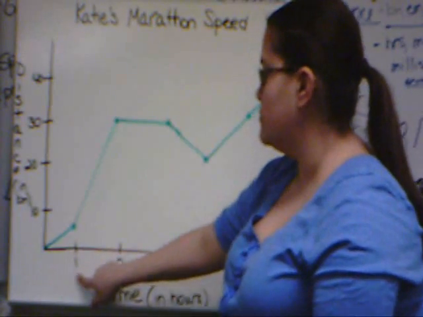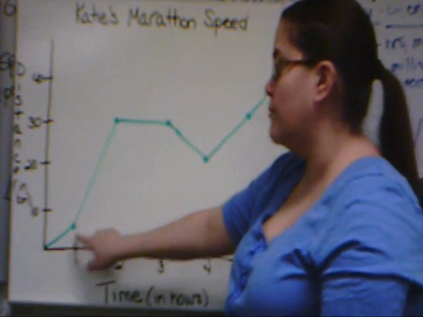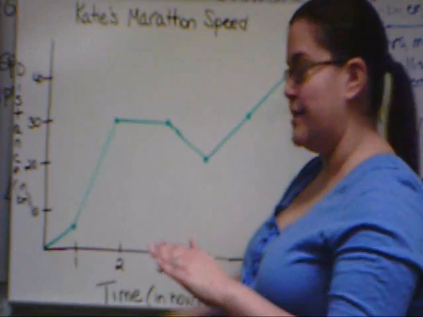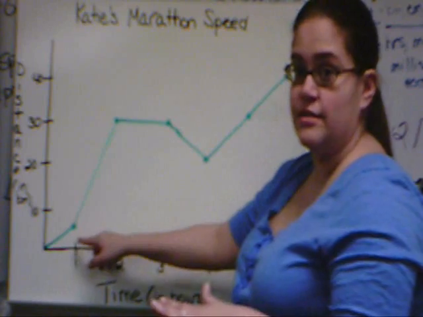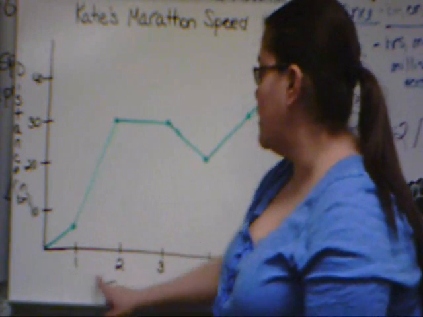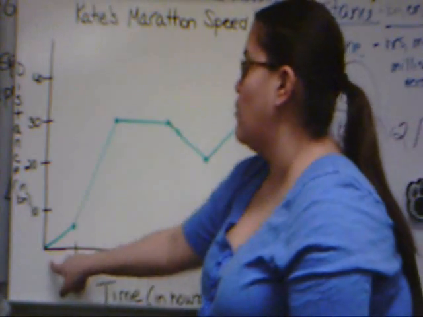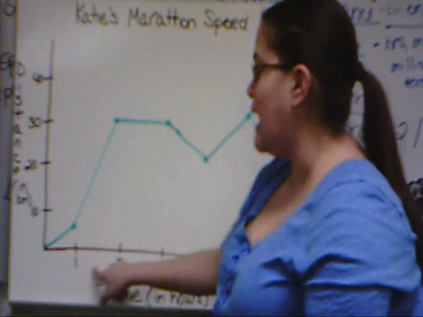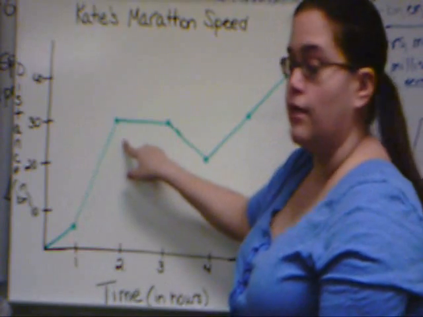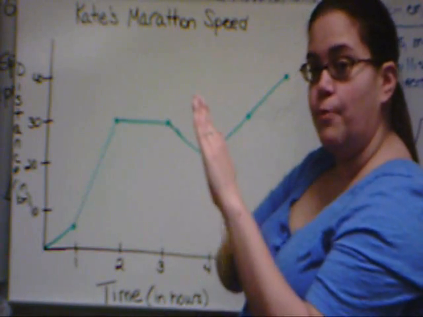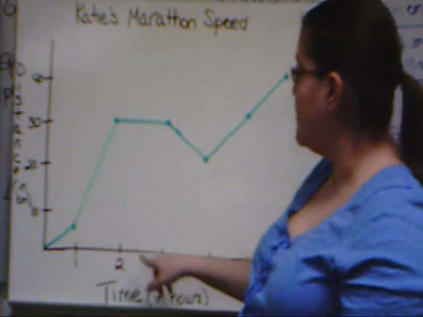At hour 1, we go up, and she covered about 5 kilometers in that first hour. See how her line is going up here, but it's not real steep. I mean, she's moving forward, but not very fast. Between hours 1 and 2, look at that. Her line gets a lot steeper, because in hour 1 she only covered 5 kilometers, but in this second hour she covered 25 kilometers because she went from 5 to 30. She covered a lot more ground, and so the slope of her line got a lot steeper, which means she's speeding up.